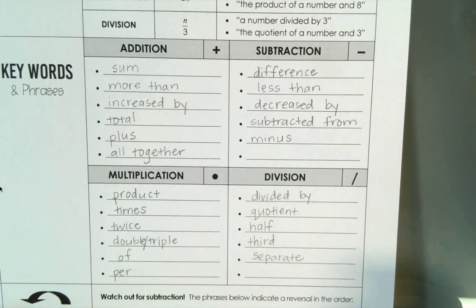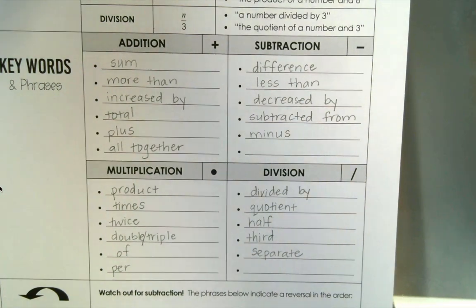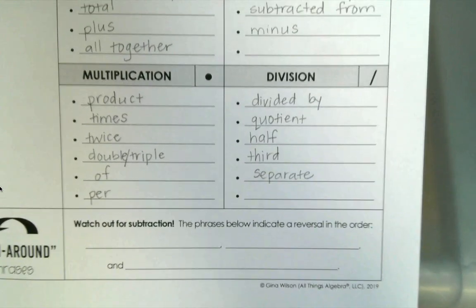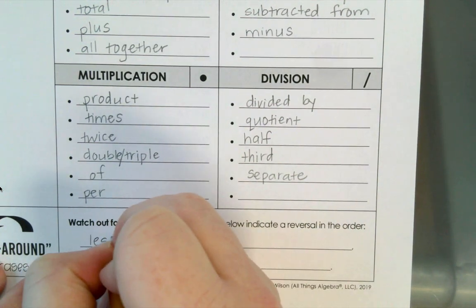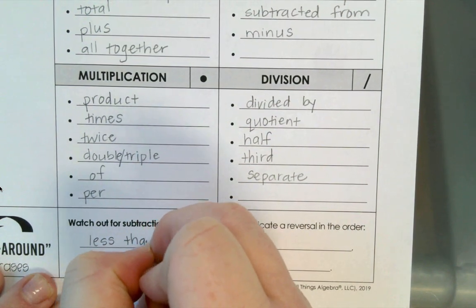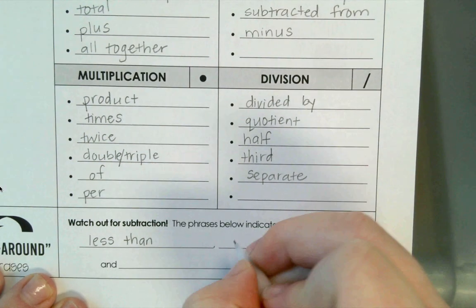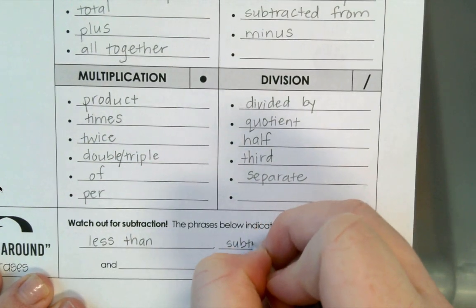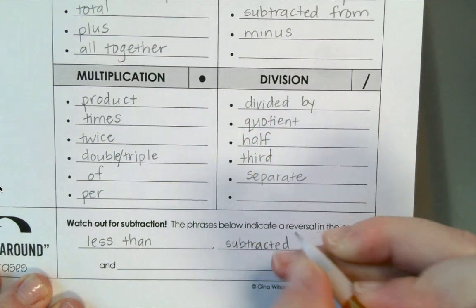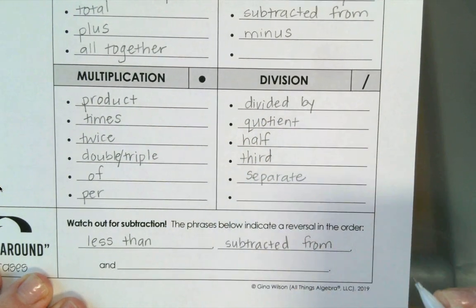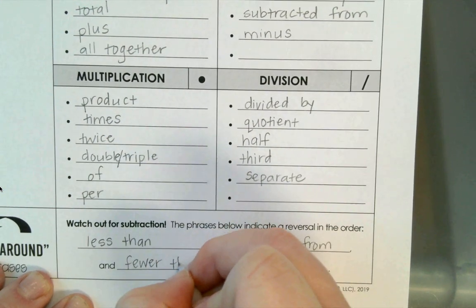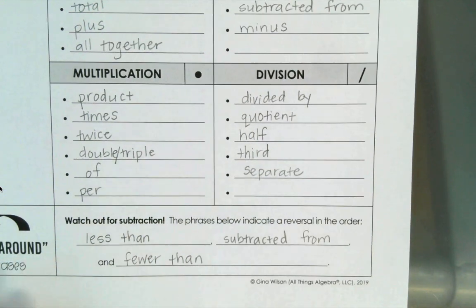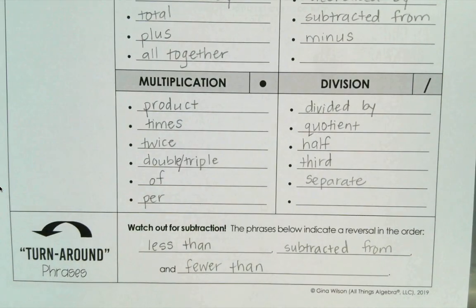Okay, but watch out for subtraction. The phrases below indicate a reversal in the order. So less than, subtracted from, and fewer than. Okay, just be aware of that. They call it a turnaround phrase. So let's go to the back.